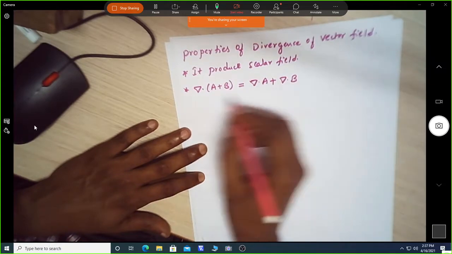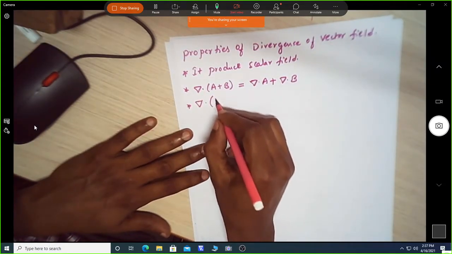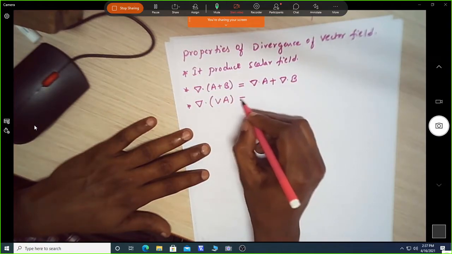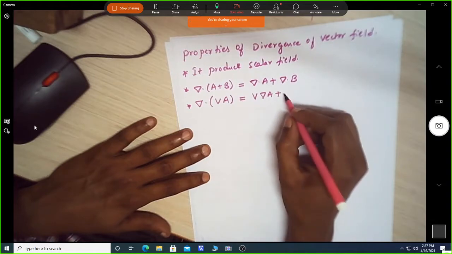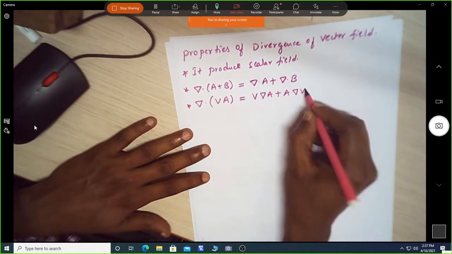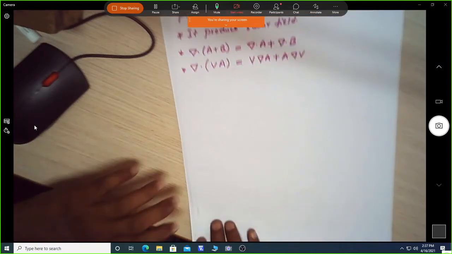Also, if I have a scalar as well as a vector combined, then we have V into del dot A plus A dot del V. These are some of the properties of the divergence of a vector field. Now what is meant by the divergence theorem? That we will see. By definition, if I want to define what the divergence of a vector is, that is the divergence theorem.